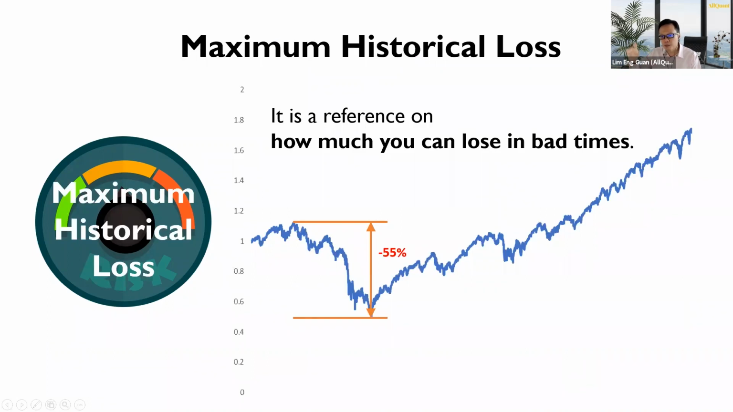Now, the next risk measure that I'm going to introduce to you is known as the maximum historical loss, or what is also commonly referred to as the maximum drawdown. It is a very simple and intuitive measure because, as the name suggests, it simply measures the most that you can lose based on historical performance. That is the largest peak to trough drop from the financial security's entire history. In this picture, the largest peak to trough is minus 55%. So that is the maximum historical loss. Of course, while history is not a guarantee of what can happen in the future, it is still a very good reference for what you can possibly lose in a really bad situation.